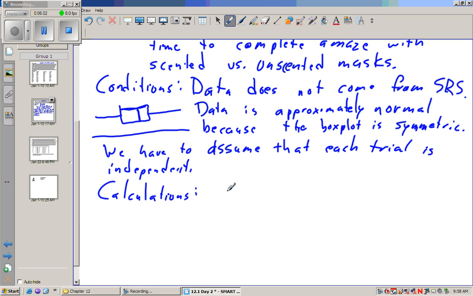Now we do the same thing that we did before. We take our x bar plus or minus t star times s over the square root of n. Oh no, what am I doing here? That's not what we did before. We're doing a test. Our t-test is x bar minus mu over s over the square root of n. I started doing a confidence interval for some reason.